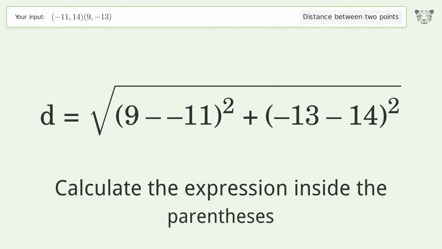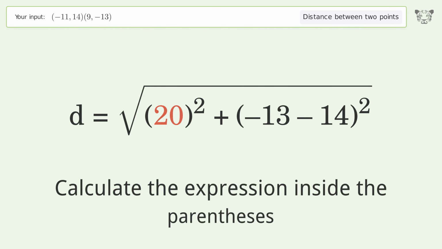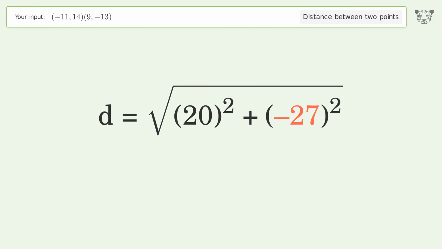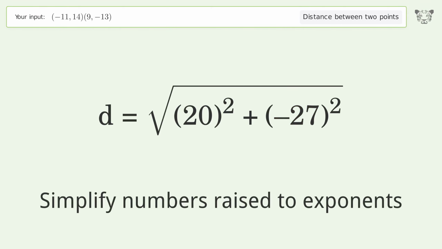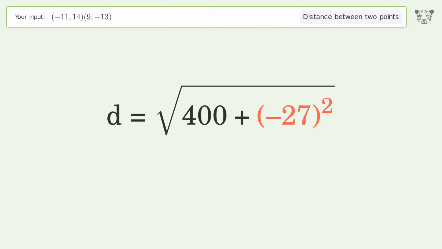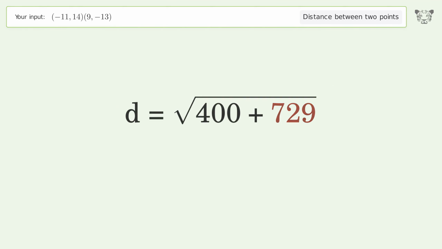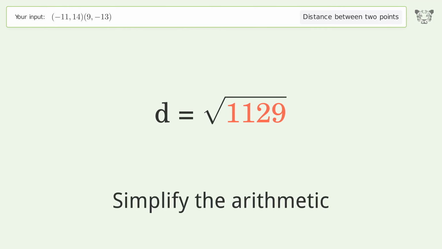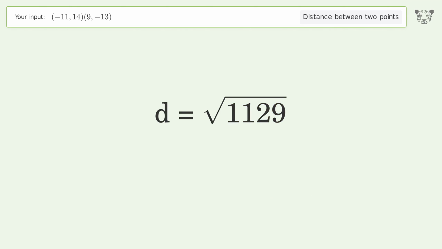Calculate the expression inside the parentheses. Simplify numbers raised to exponents. Simplify the arithmetic. And so the distance between the 2 points is the square root of 1,129, or 33.601.